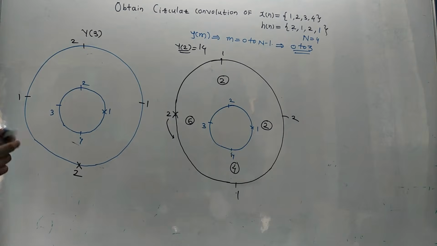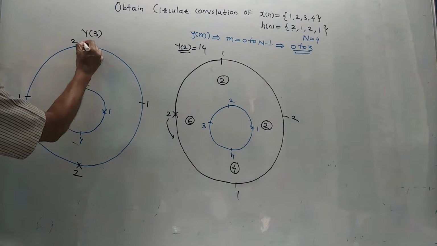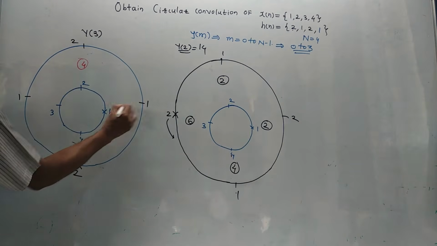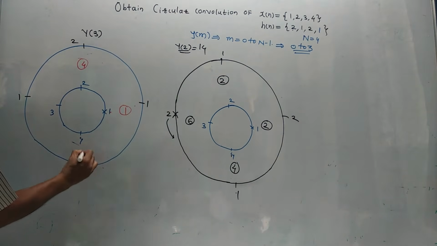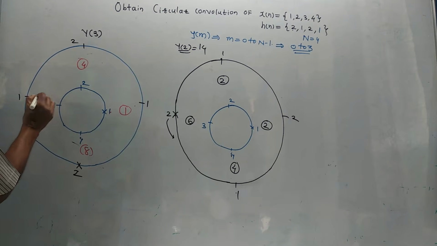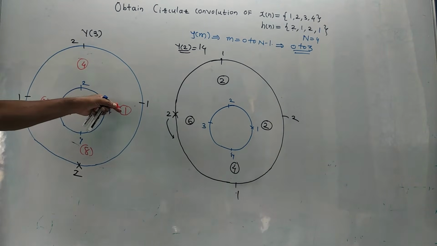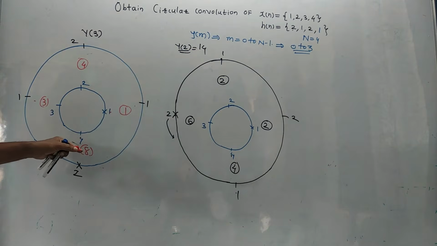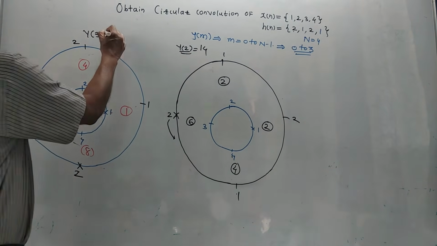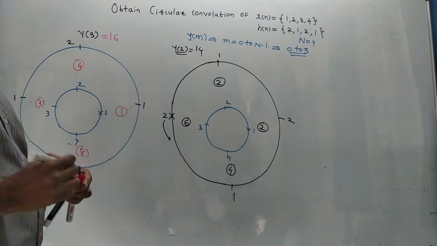Remaining procedure is same like the previous case. Take multiplication of nearby elements. So I will get 2 into 2, 4, then 1 into 1, 1, then 4 into 2, 8, 3 into 1, 3. Add the results of multiplication. So it is 4 plus 1, 5, 5 plus 8, 13 plus 3, 16. So final answer is 16.